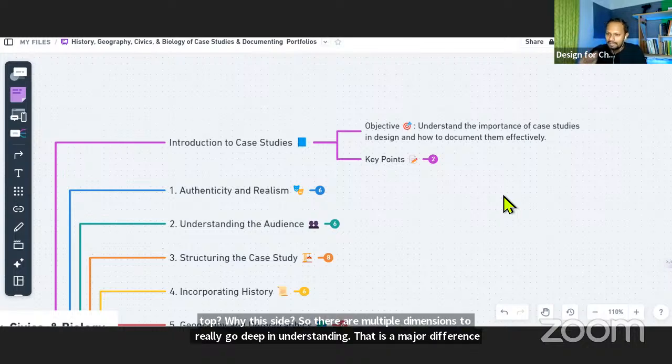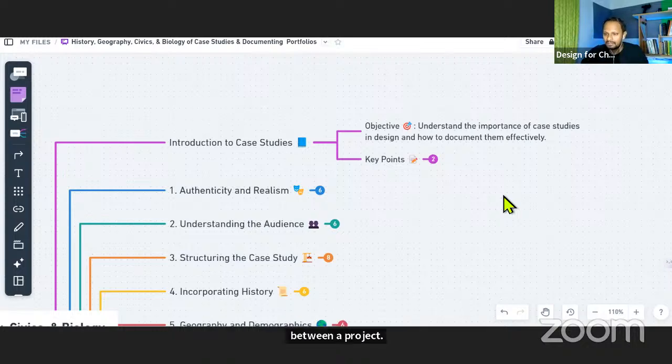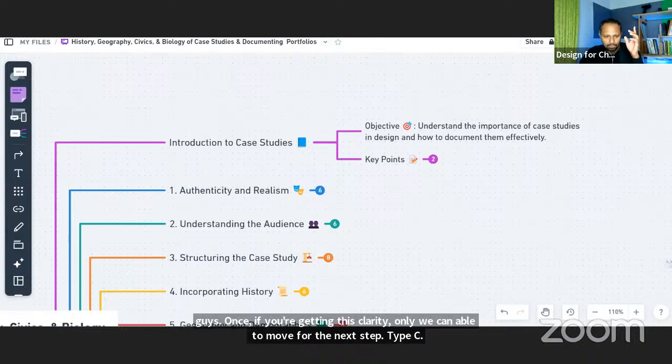Okay, everybody's clear? Type out in the chat. C. Yes, Jagdish, I'm clear on this point because this is basics, guys. Once you get this clarity, we can move to the next step. Type C. Yes, yes, yes. Thank you, Hasnin. Thank you, Darshana. Thank you, thank you. Okay.